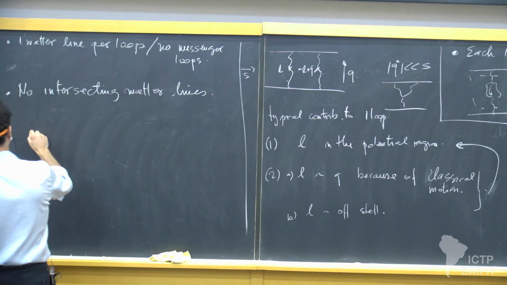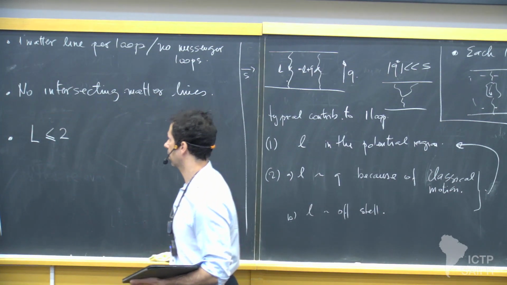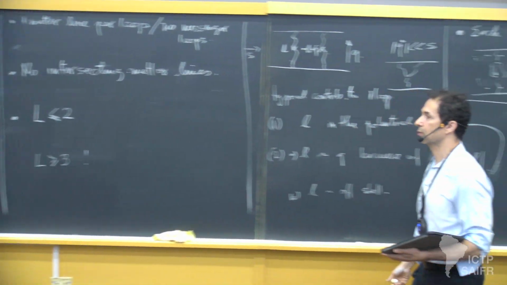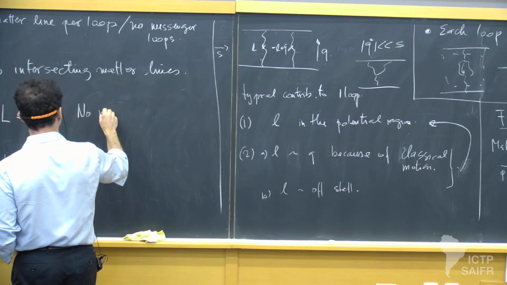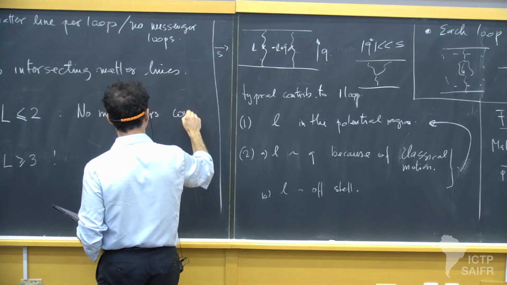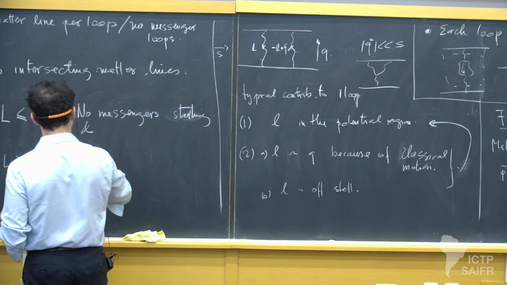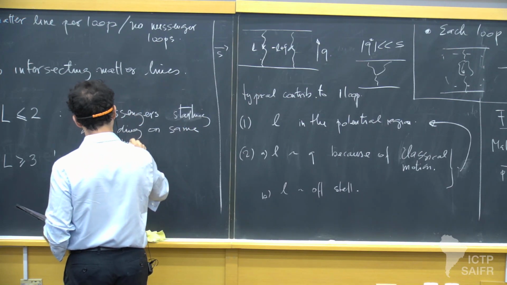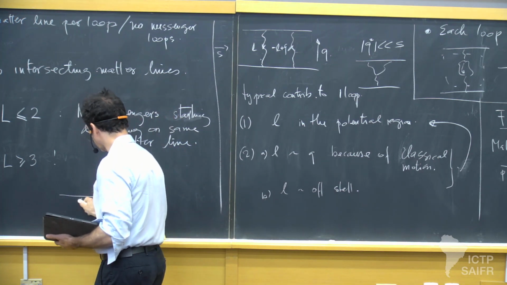This is an interesting story which works as stated, as I'm going to state it, below 2 loops. For L larger or equal to 3, there's some more stuff to worry about. But below L equals 2, we really don't want any messengers starting and ending on the same matter line. What I mean by this is we don't want a diagram that looks like this.